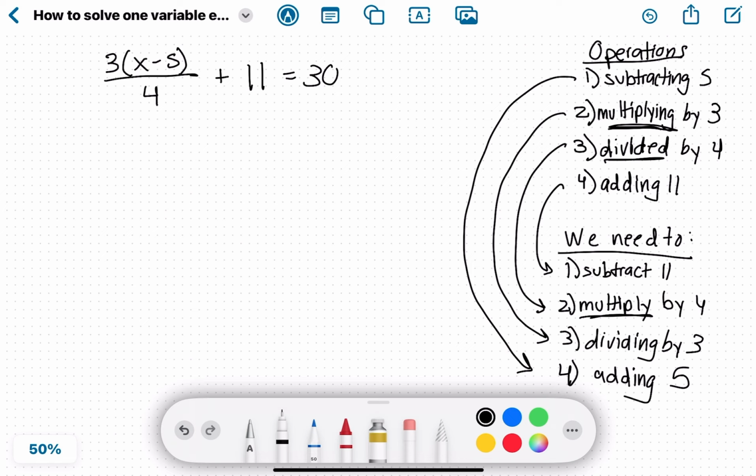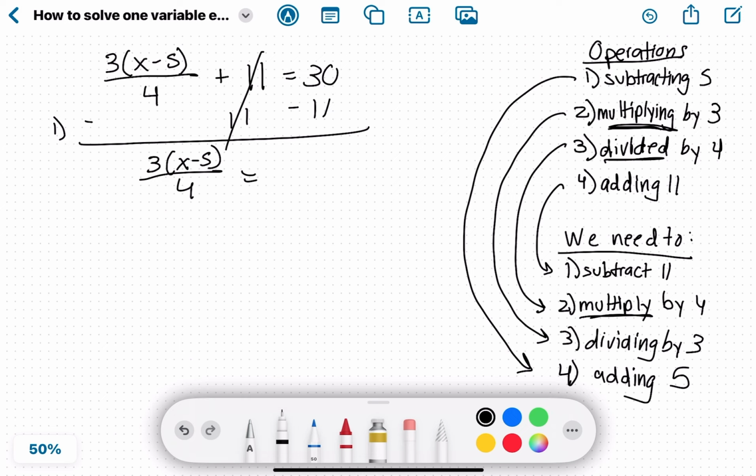Let's do it. Okay. First, we need to subtract 11 from both sides. So minus 11, minus 11. That cancels. 3 times x minus 5 over 4 equals, what's 30 minus 11? 19. Okay, 3 times x minus 5 over 4 is 19. So this is our first step. Done. Next, we have to multiply by 4. So we multiply this whole thing by 4.